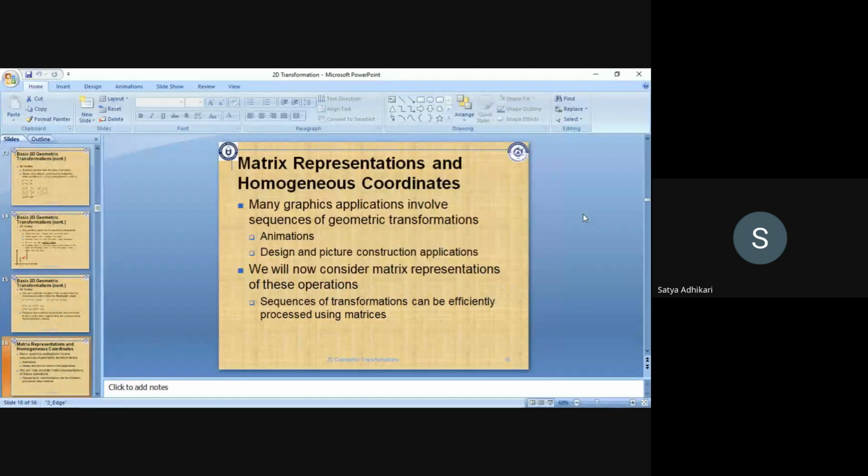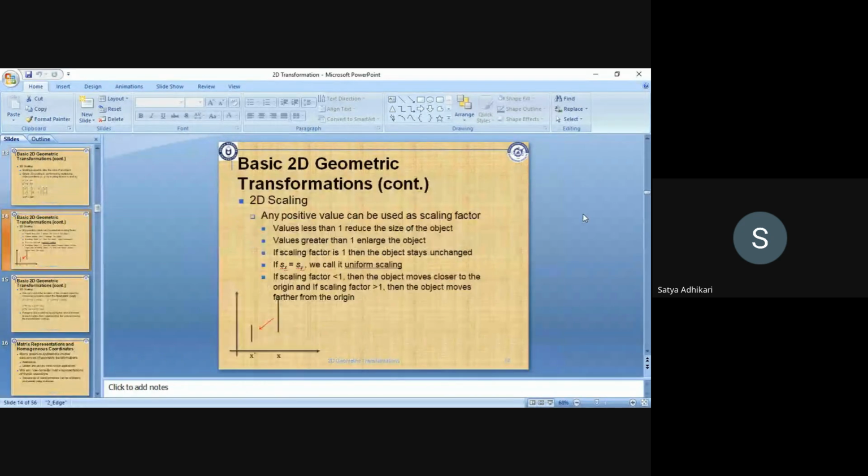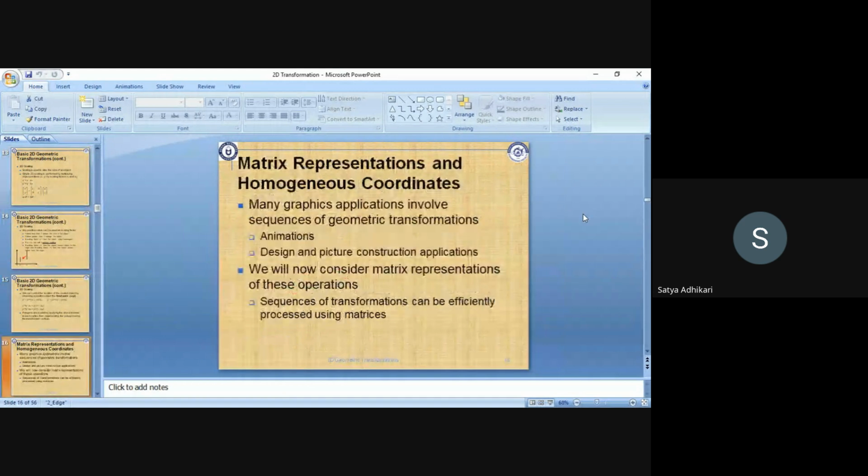You see here, in the previous one, here is the scaling factor. It is a 2D matrix. You see, the column matrix x dash, y dash is equal to sx 0, 0 sy, which is also a two-dimensional matrix, and x y is also a two-dimensional matrix. So some graphic representations are unable to represent it. So we need to represent it using a homogeneous coordinate system. It helps us to make animation, to apply other designs or picture construction applications. So that is why we need to represent this matrix in a homogeneous coordinate.